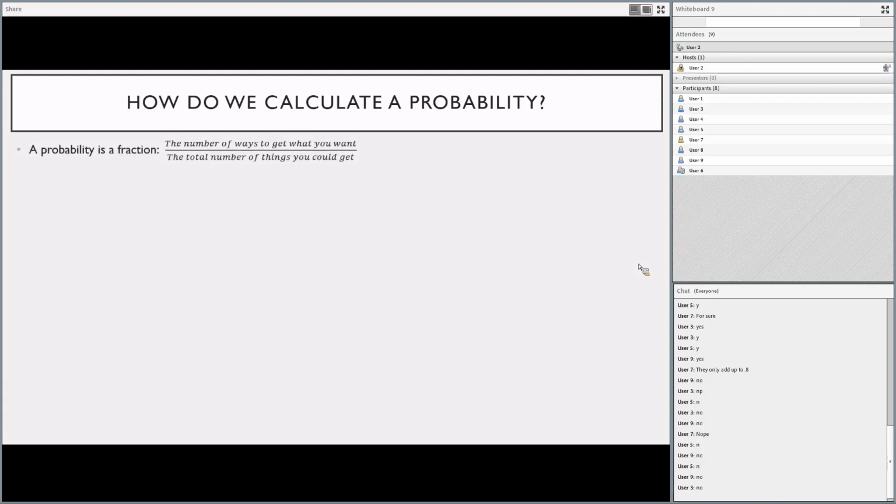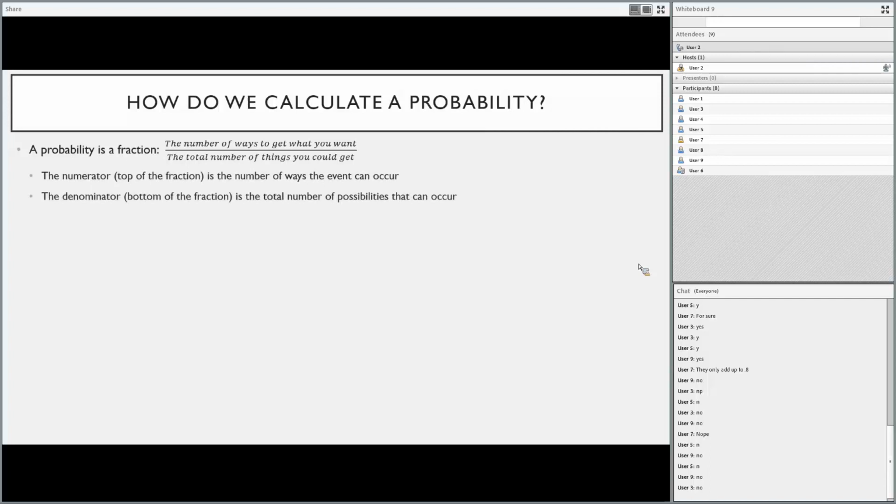So then, now that we know what a probability is, how do we actually calculate a probability? Well, a probability is, in general, actually a pretty simple concept. It's just a fraction where you set up the numbers in this way. On the top of the fraction, you're going to write in the number of ways that the event you're interested in can occur. So the top is going to be the number of ways you can get what you want or what you're looking for.